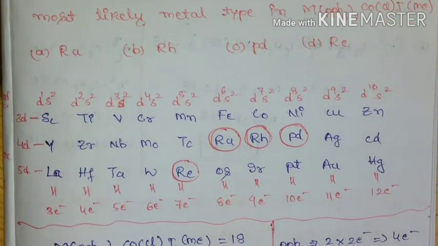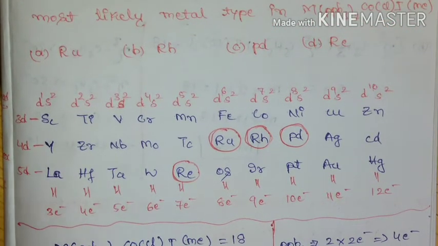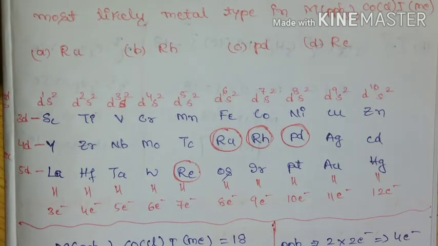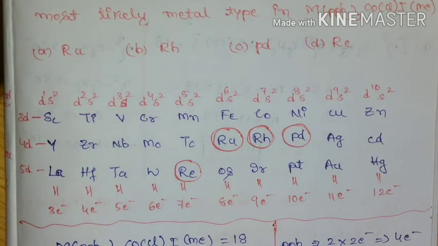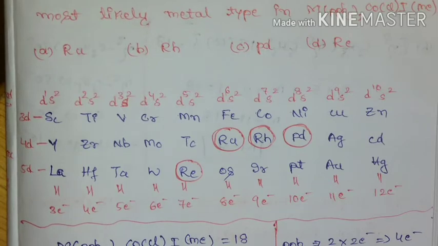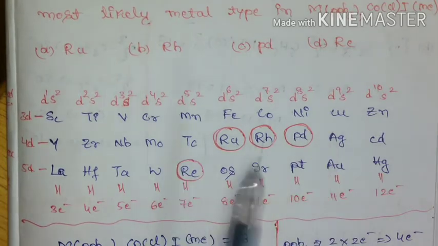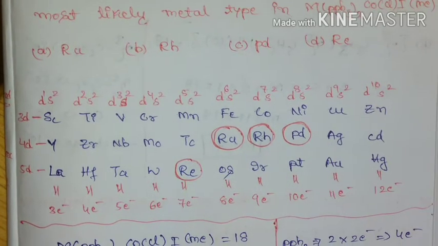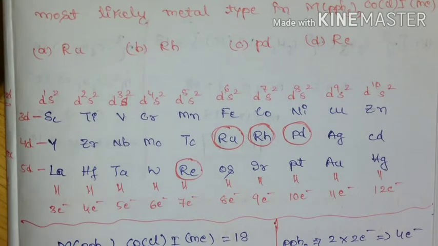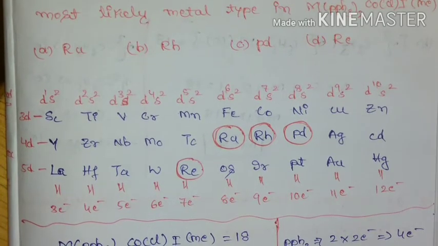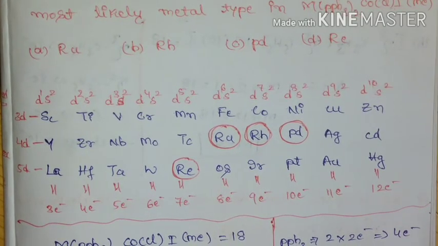For this, to know the transition metals, that is the 3d series, 4d series and 5d series: from scandium to zinc, yttrium to cadmium, lanthanum to mercury. And these are the overall electrons, and here these are the metals given. So we need to find which metal is likely to be present in this complex. Now we will see how the 18 electron rule will be used to find this metal.